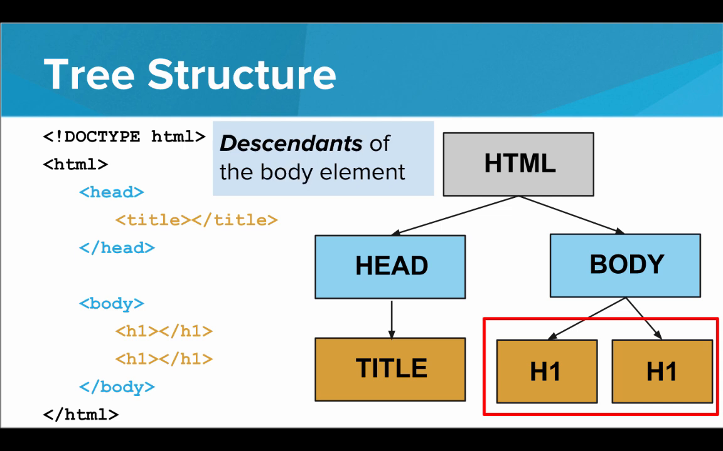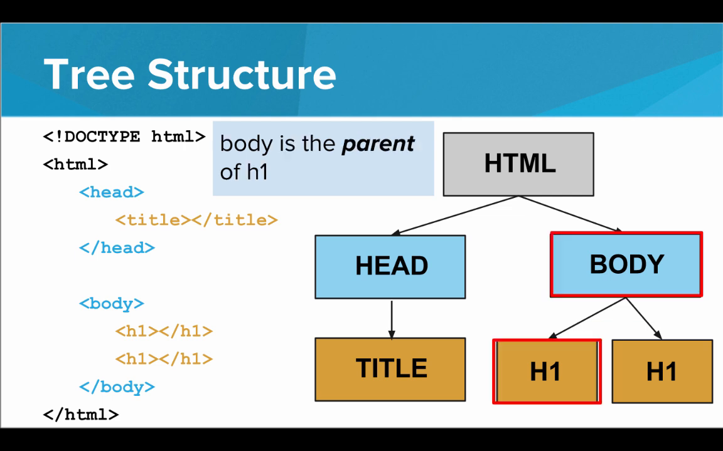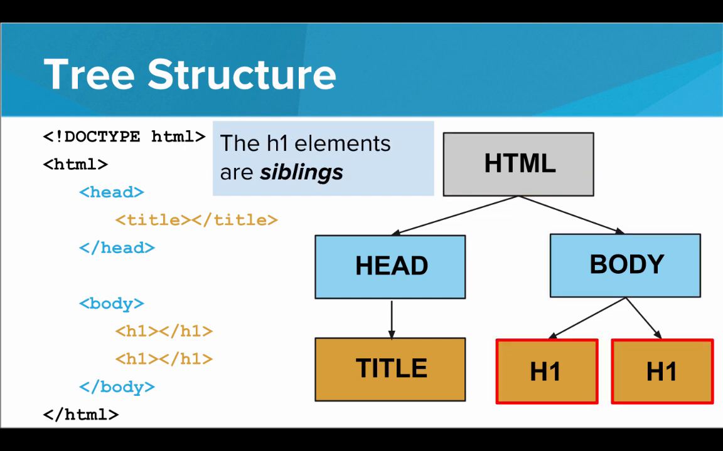Similarly, we have descendants here of the body element that also happen to be children of the body element because we don't go any deeper. These h1 tags are one level in from the body. And we say that the body is the parent of the h1, just like the h1 is the child of the body. And HTML is the parent of the body element. Also, since these 2 h1 elements have the same parent, they're both inside the body, these are siblings.